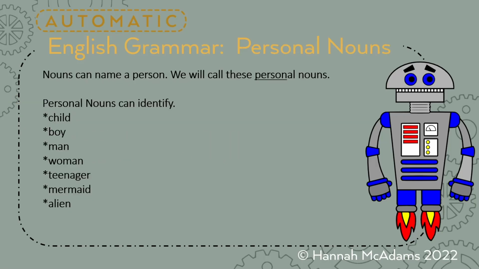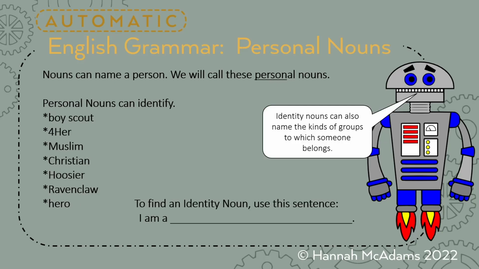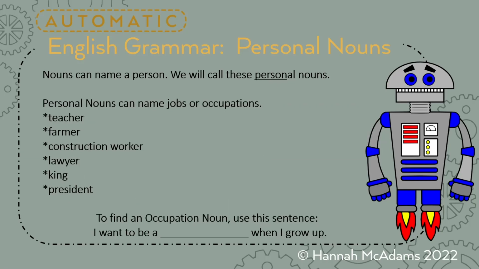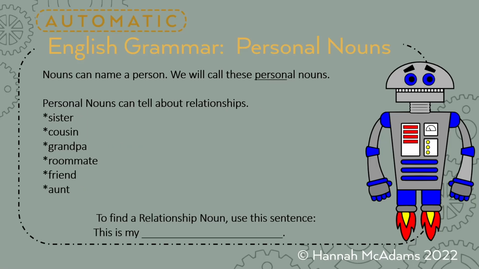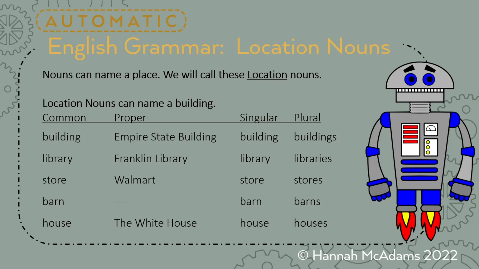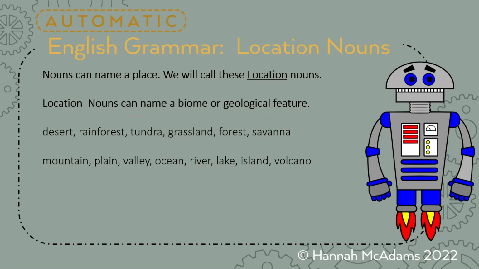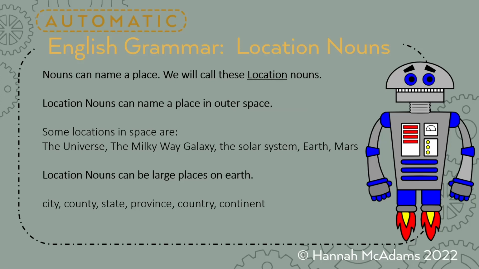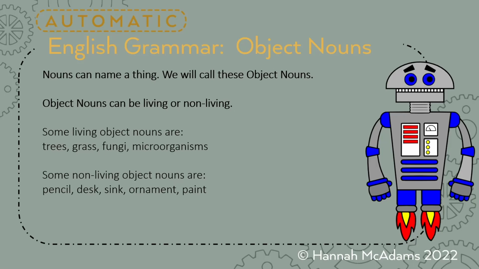Okay, nouns can name a person. We call these personal nouns. They identify whether it's just a person, a child, or a group that you're a part of, like a hero or a villain even. Okay, and then they can also be occupations or show relationships. Location nouns can name a building or a biome or a geological feature, a place in outer space, or large places on Earth. And object nouns, things, can be living or non-living, okay?